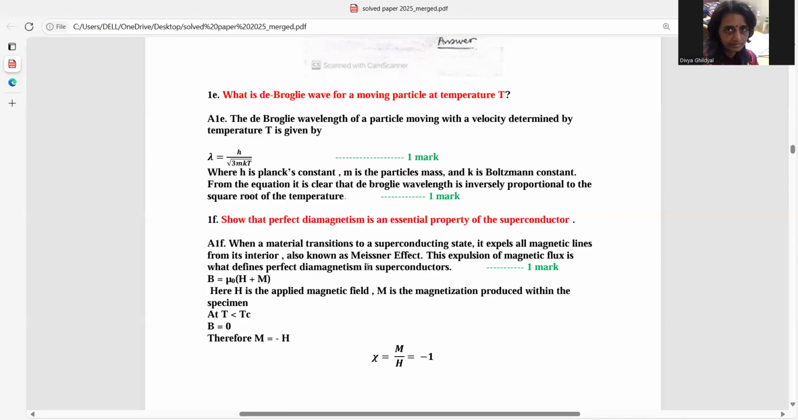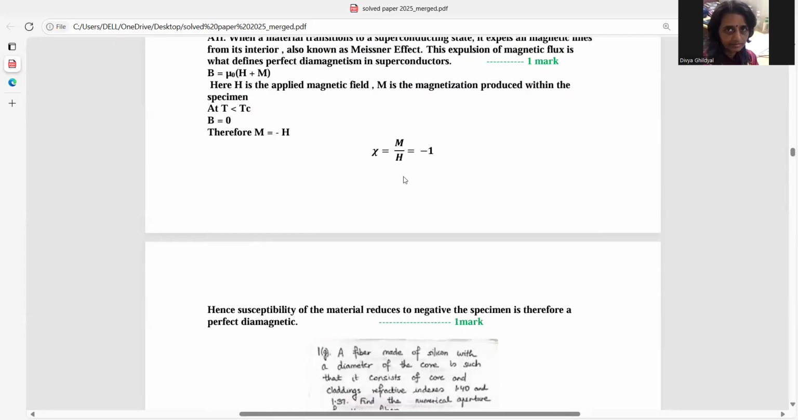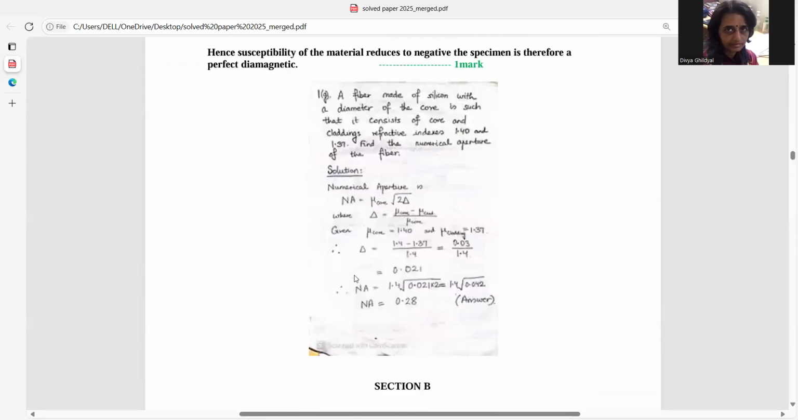Show that perfect diamagnetism is an essential property of a superconductor. They are talking about the Meissner effect, which you have to mention. Mathematically also, you can show that B is mu naught into H plus M, where H is the applied magnetic field and M is the magnetization produced within the specimen, and B becomes zero because of the Meissner effect. So you can see the susceptibility becomes negative, which shows the diamagnetic behavior.